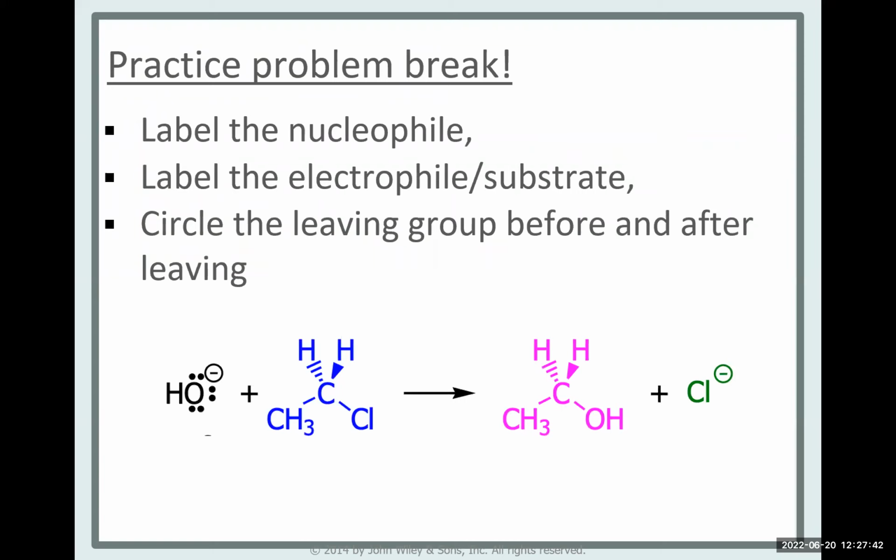Okay, here's a quick practice problem before I keep lecturing at you. We're going to dissect the anatomy of this reaction. I want you to label the nucleophile, label the electrophile slash substrate, and circle the leaving group before and after it has left. You don't have to do curved arrows yet. We're only doing the anatomy. You're dissecting this. You're not showing the mechanism.